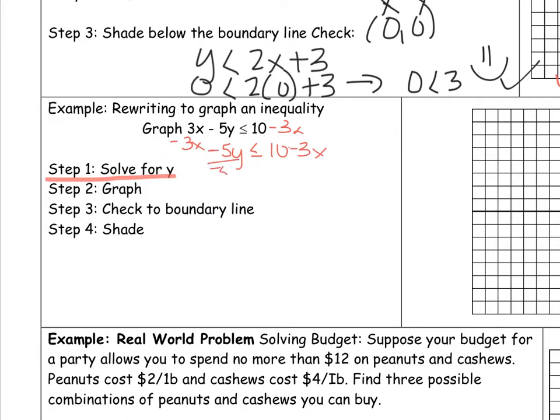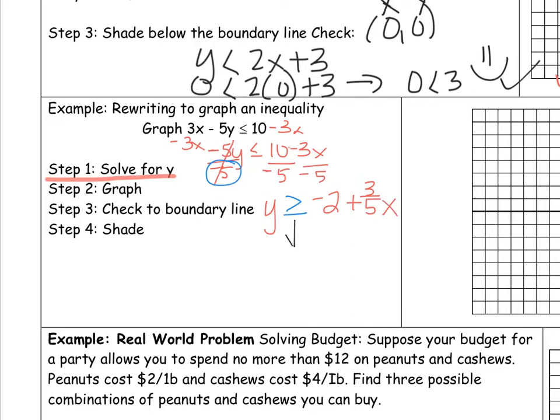Divide by a negative 5. We're dividing everything by a negative 5. This is going to cancel, and we're going to get left with y. And because we're dividing by a negative, this is going to flip my inequality sign from a less than or equal to a greater than or equal to. 10 divided by negative 5 is negative 2, and then a negative 3 divided by a negative 5 is going to give us a positive 3/5, and that's our slope, a positive 3/5 x.